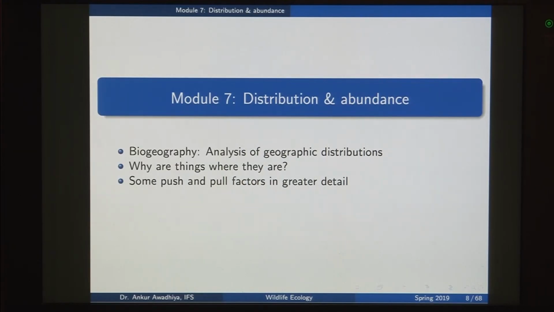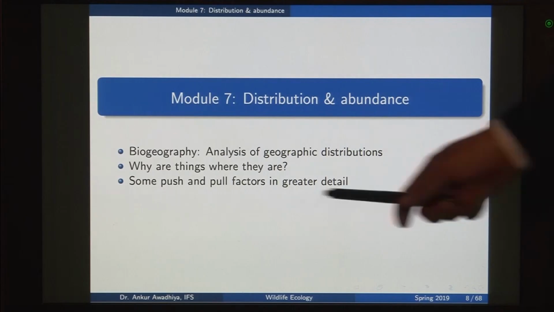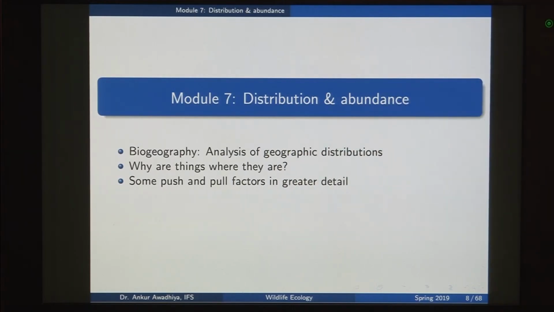Here we will ask, if there is a species that is found in a certain area, why is that species only found in that area? What is constraining the range of that species? Why is it not found anywhere else? And the answer to that is some push factors and some pull factors. Push factors are those factors that are pushing that species away from other areas, and pull factors are those factors that are attracting the species to that particular area.